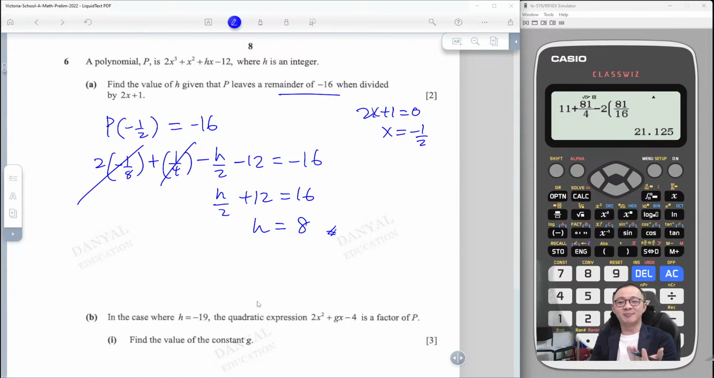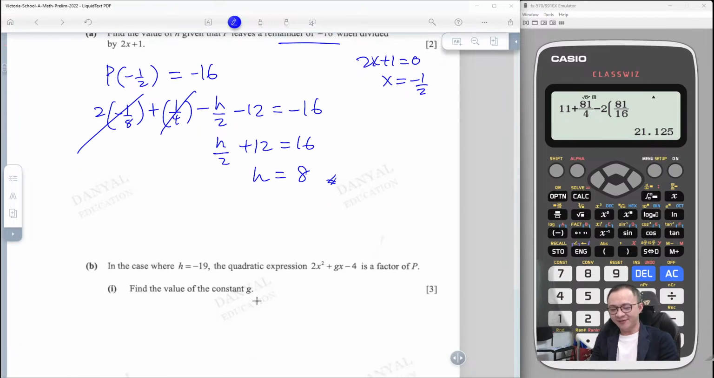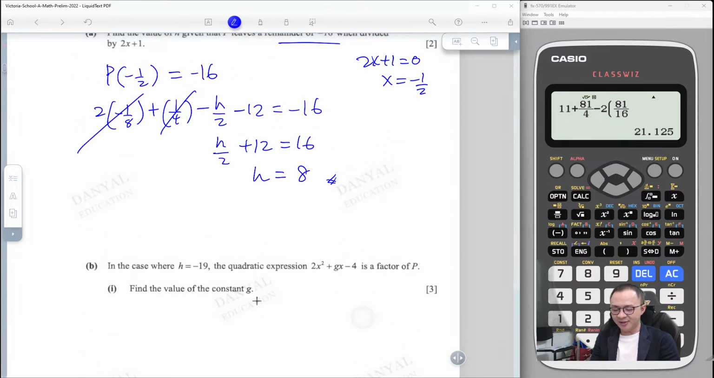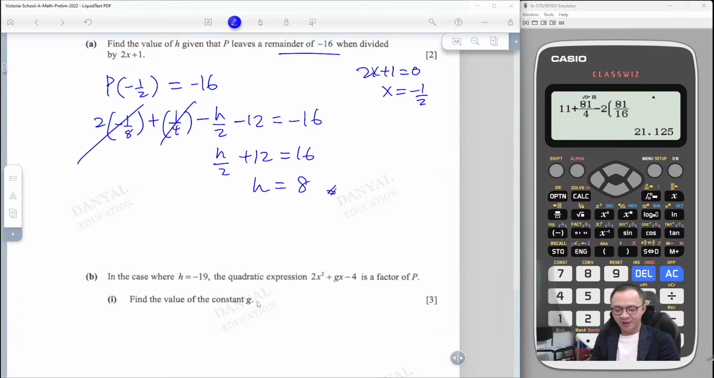Just apply the simple remainder theorem. I started to learn this in Form 6. Yeah, definitely Form 6 we have partial fraction. So in the case h is -16, the quadratic, this one is a factor of P.